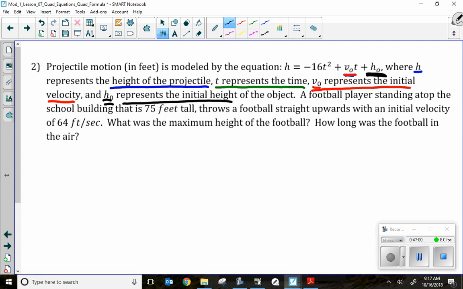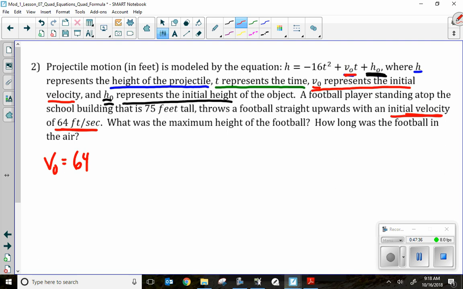A football player standing atop a school building that is 75 feet tall throws a football straight upwards with an initial velocity of 64 feet per second. What is the maximum height of the football, and how long was the football in the air? Oh boy. Okay, so here we go. Ready? The initial velocity, which is nice, is 64 feet per second. So my v sub o is 64.